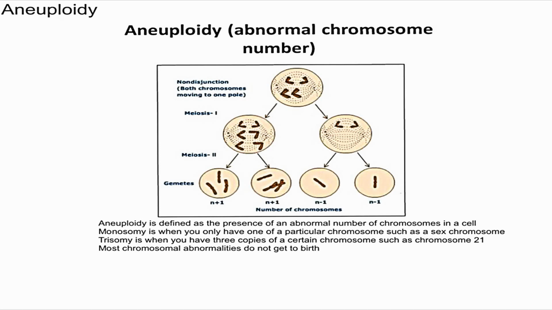And if you're curious, you can do a Google search and you'll probably find that trisomies are a lot more common. So now let's get to how aneuploidy occurs.